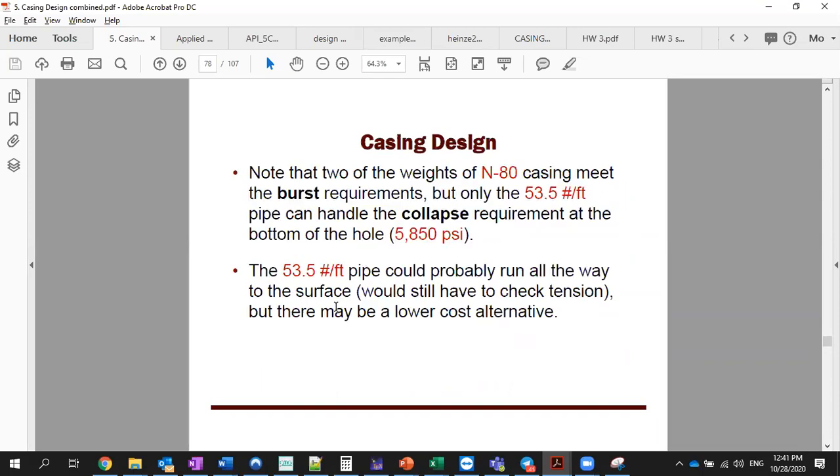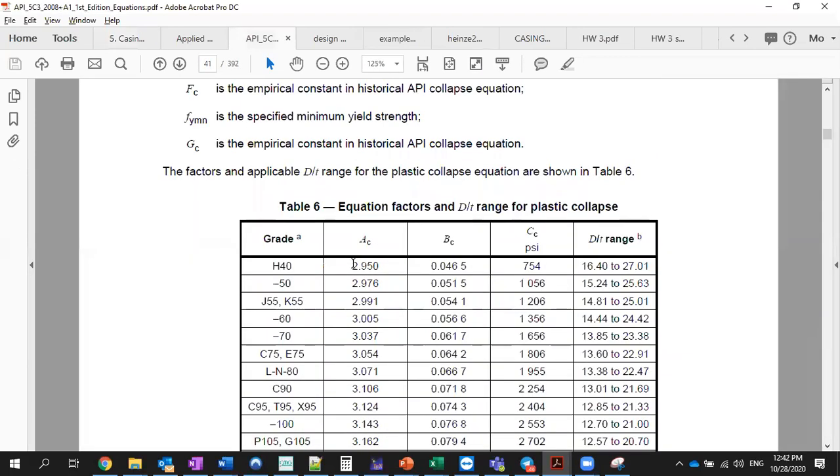Okay, have you guys started working? I know some of you have started working on the homework. What do you exactly mean by 3 weights? Yeah, so that's a good question. If you go to API 5, if you go to the casing tables, for example.